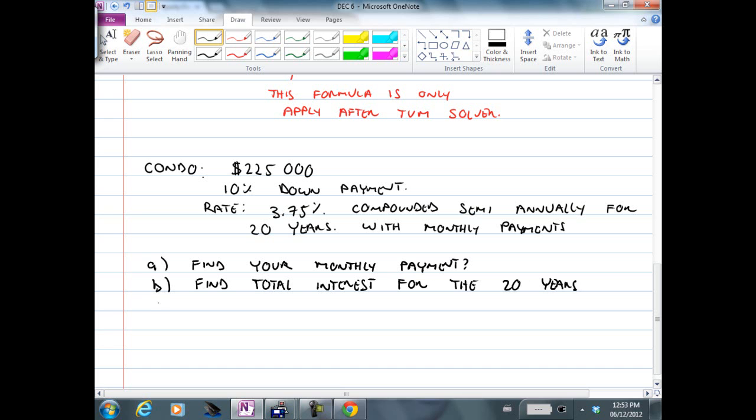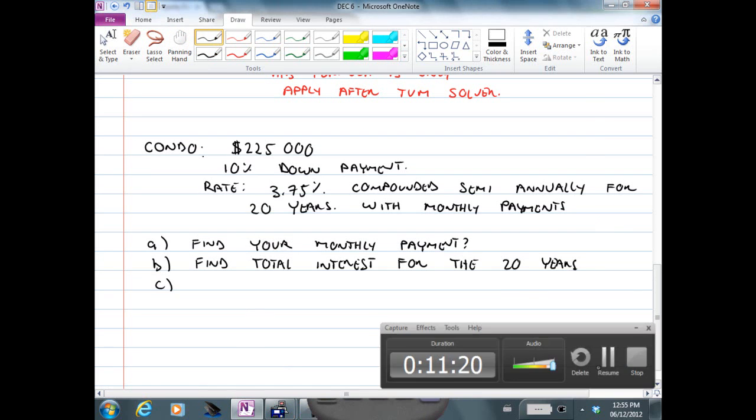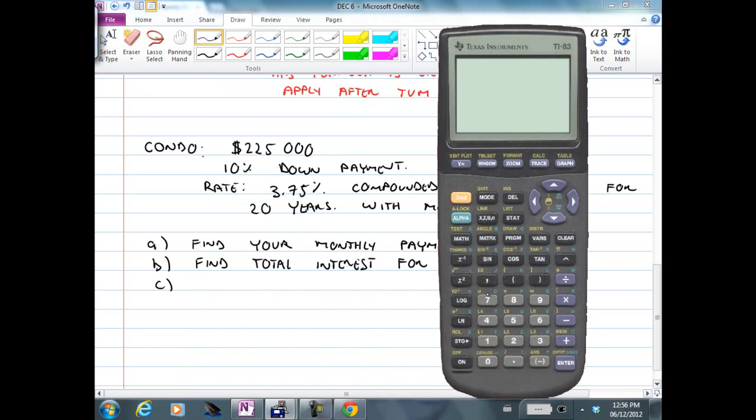C. I'll tell you what C is in a second. I know I'm going to use the TVM solver. Again, you cannot use the interest formula yet. Why? Because you didn't do the TVM. TVM has to come first. So let's go second and clear all this stuff out. I go back to my TVM. I re-input everything again from scratch.